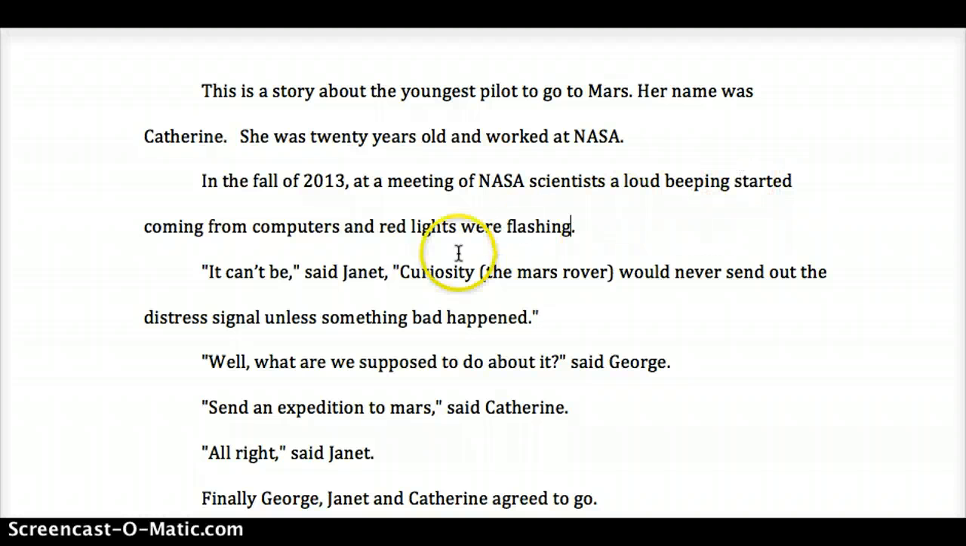The writer does a nice job here of having a character immediately react to that. So one of the characters, Janet, speaks up and she says, "It can't be," said Janet. "Curiosity," also known as the Mars rover, "would never send out the distress signal unless something bad happened." This writer does a good job down here in saying that what's happening in that room is the Mars rover sending out a distress signal. So a distress signal would have noise and flashing lights to it. So that's good. "Well, what are we supposed to do about it?" said George, one of the other scientists, right?